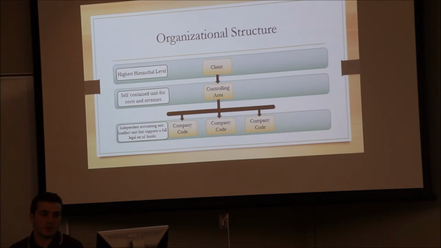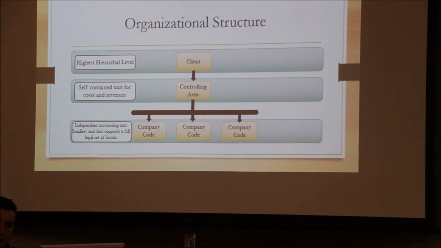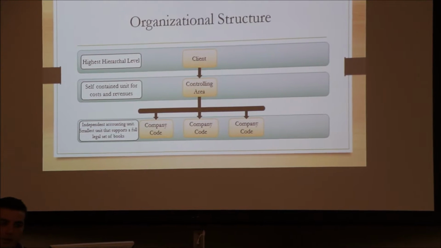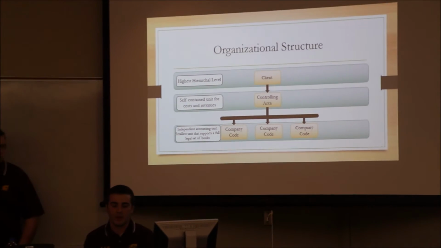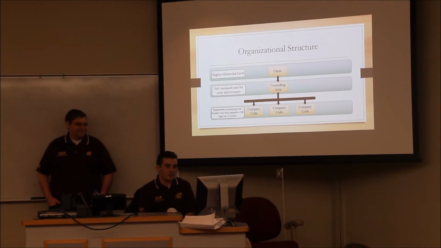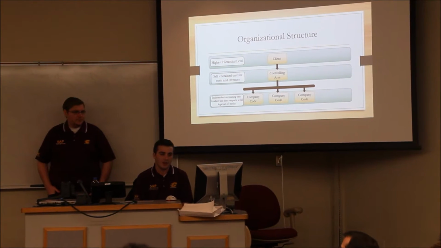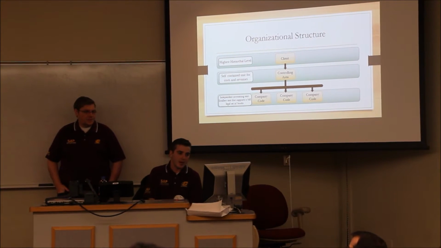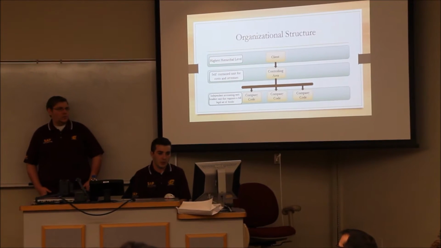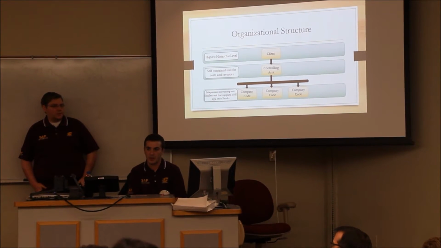Here's the organizational structure for financial accounting. As always, the client is the highest hierarchical level of SAP. And then the controlling area reports directly to the client. The controlling area isn't directly connected to any part of the tree, I guess you would say, of the SAP module itself. And then the company codes are reporting directly to the controlling area. A controlling area can have more than one company code, but a company code can only have one controlling area.